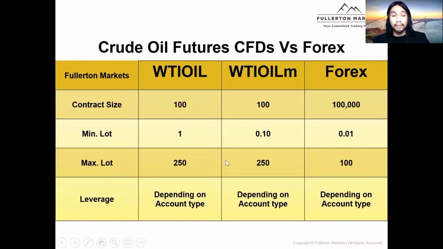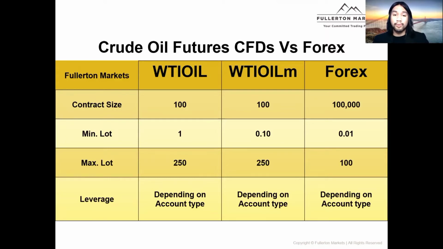So here are a few things that we have to take note of. We have WTI oil for the first column. The second column is WTI oil M for mini, meaning these are smaller CFDs. And the last one is Forex, just to give you a little differentiation. The contract size is roughly 100 units for both WTI oil and mini, while for Forex, it's 100,000 base units of the currency.